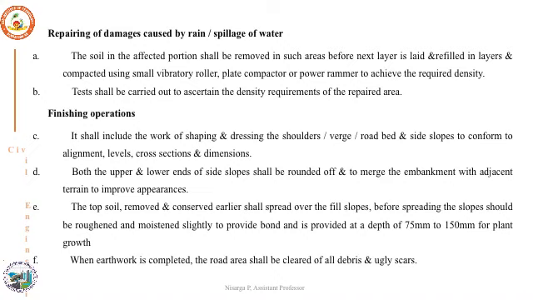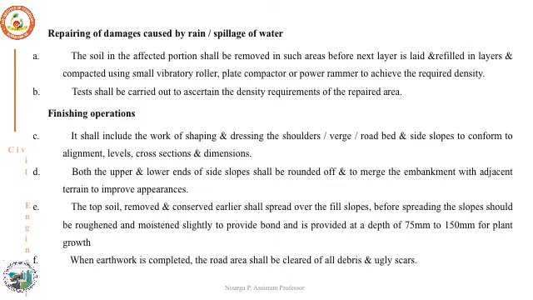And lastly, the finishing operation has to be done. The work includes shaping and dressing the shoulders, verge, road bed and the side slopes to conform to the alignment, cross section and dimensions as per the plan. Both the upper and lower ends of the road side slope shall be rounded off to merge the embankment with the adjacent terrain and improve the appearance.